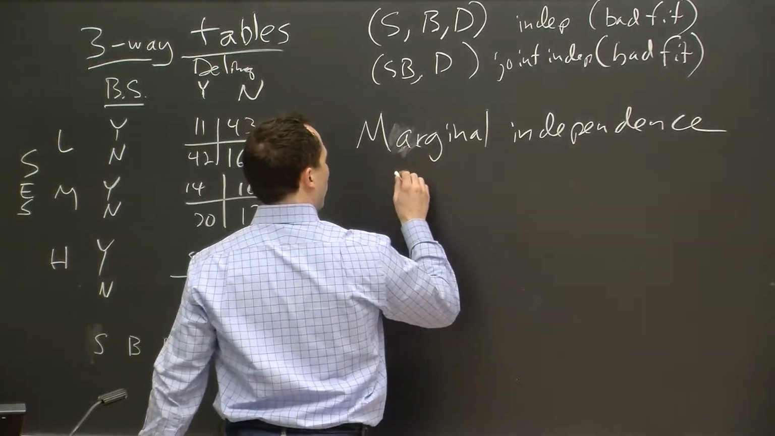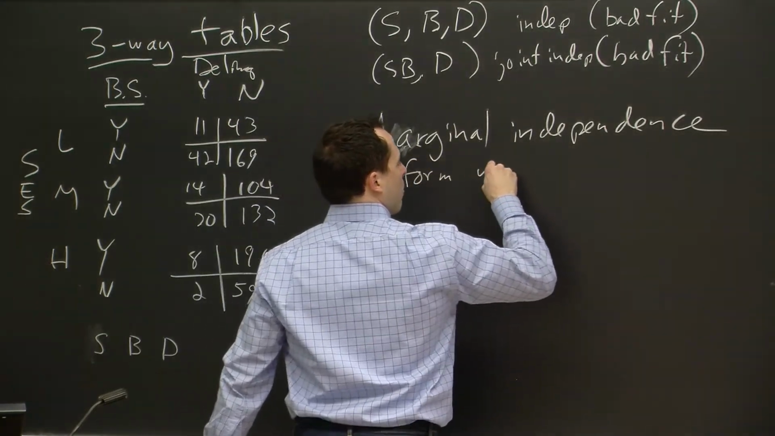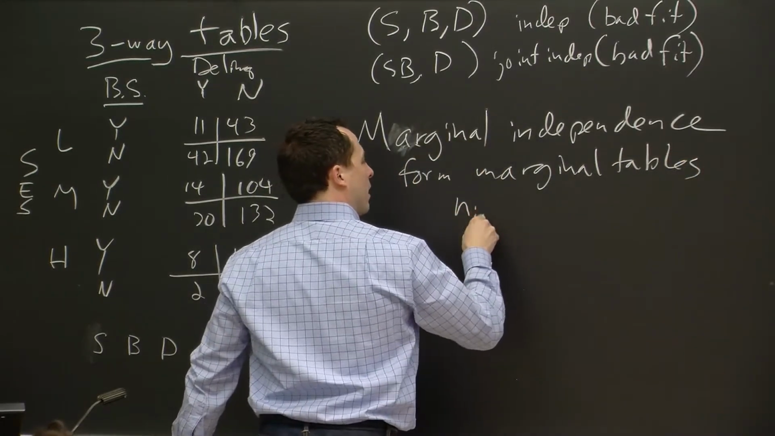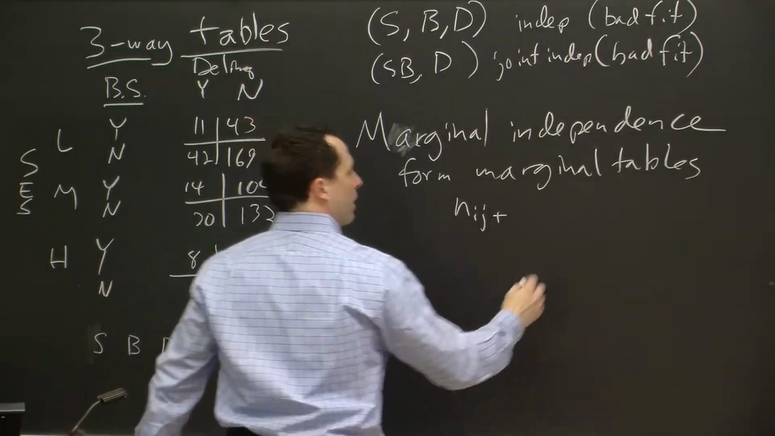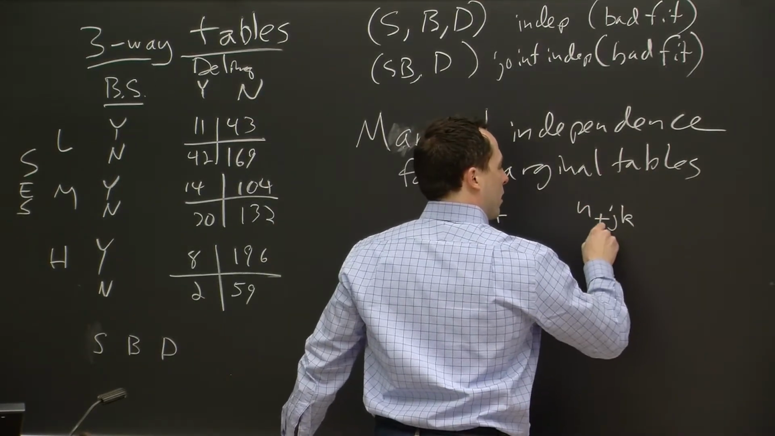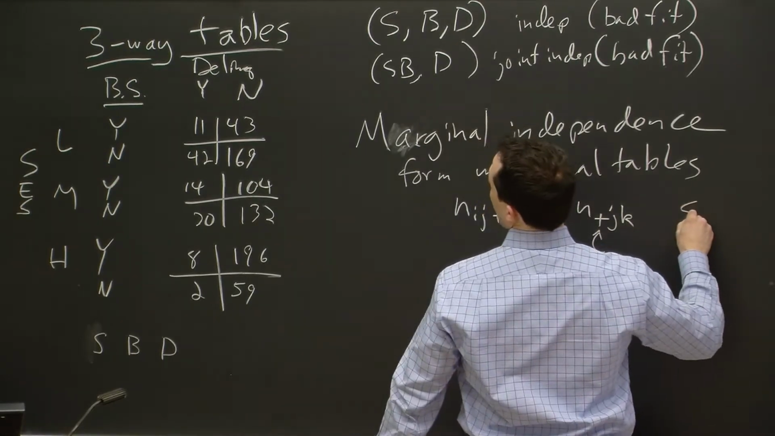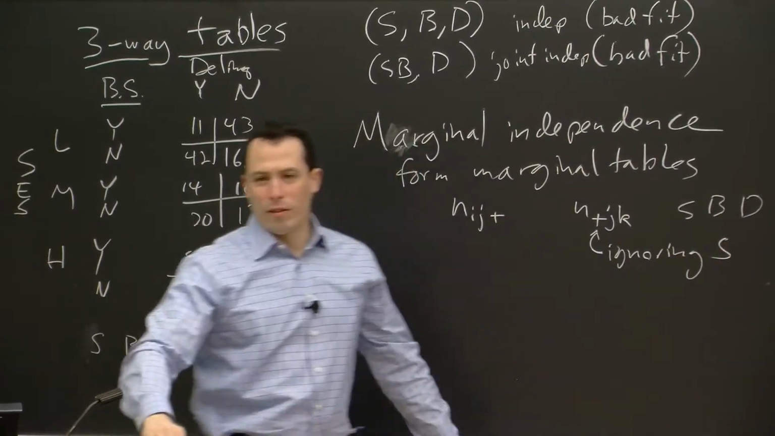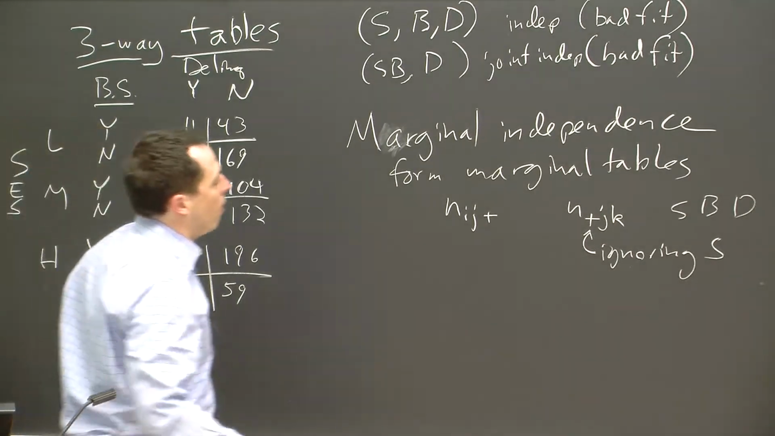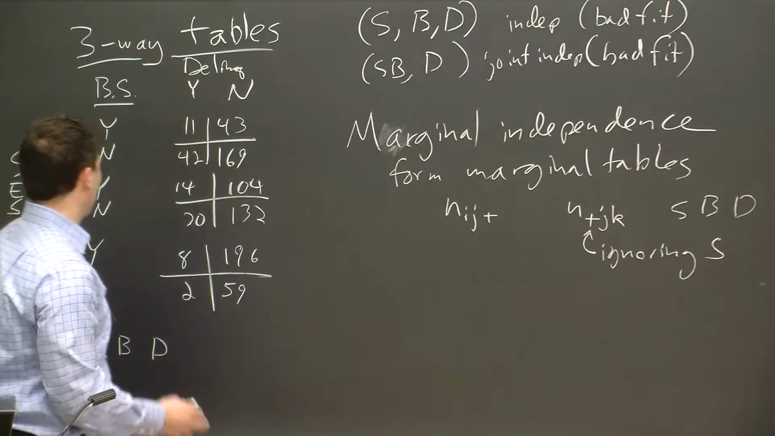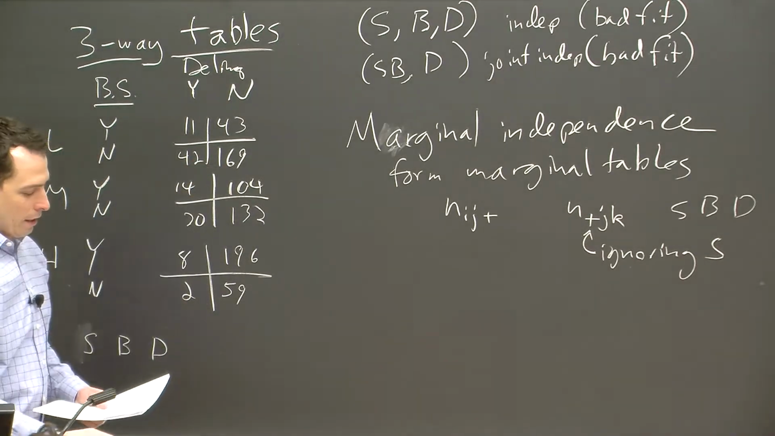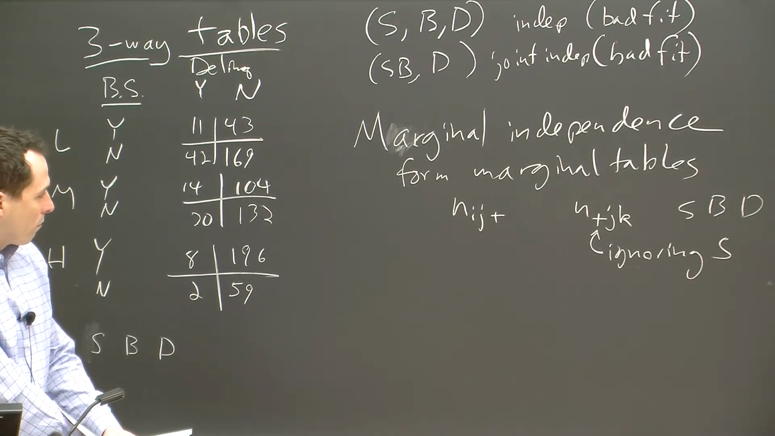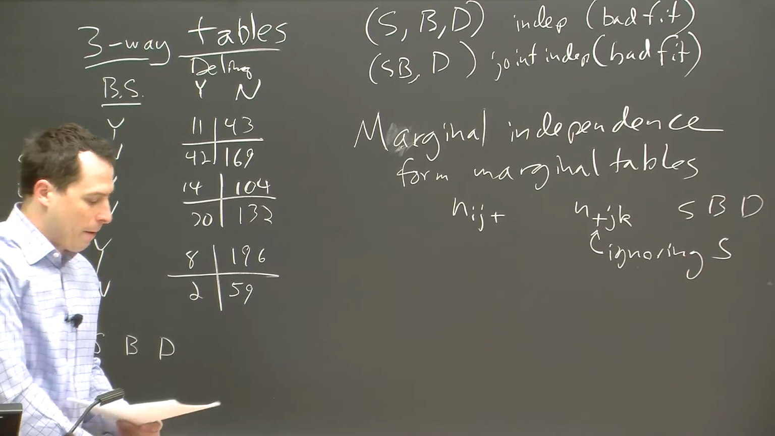This is the simple idea of forming the marginal tables, like N_ij+, or in this case we might do N_+jk. So here, if the variables are ordered like S, B, D, we're ignoring S. So we're not controlling for S, we're summing over it. You get from that a table. In this case, it would be a 2x2 table, Boy Scout versus delinquent. And we want to find out whether that model fits. Okay?